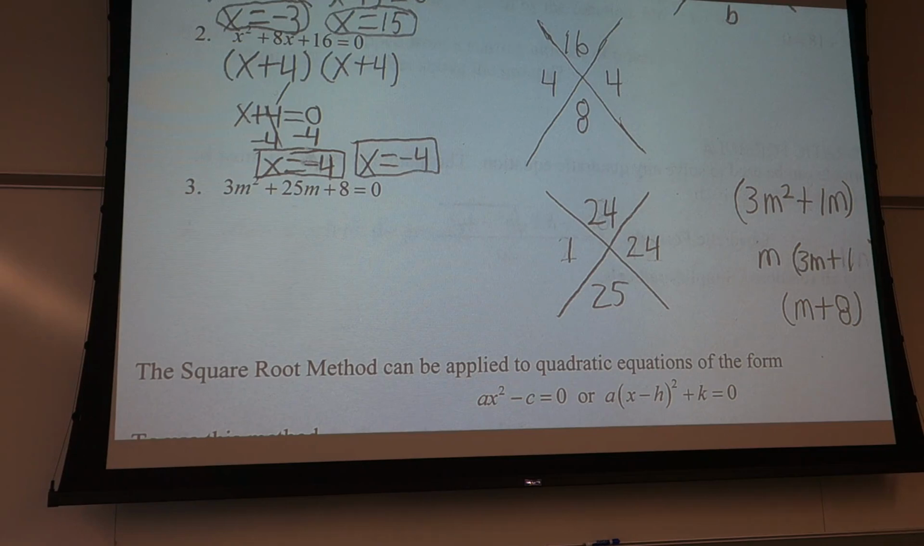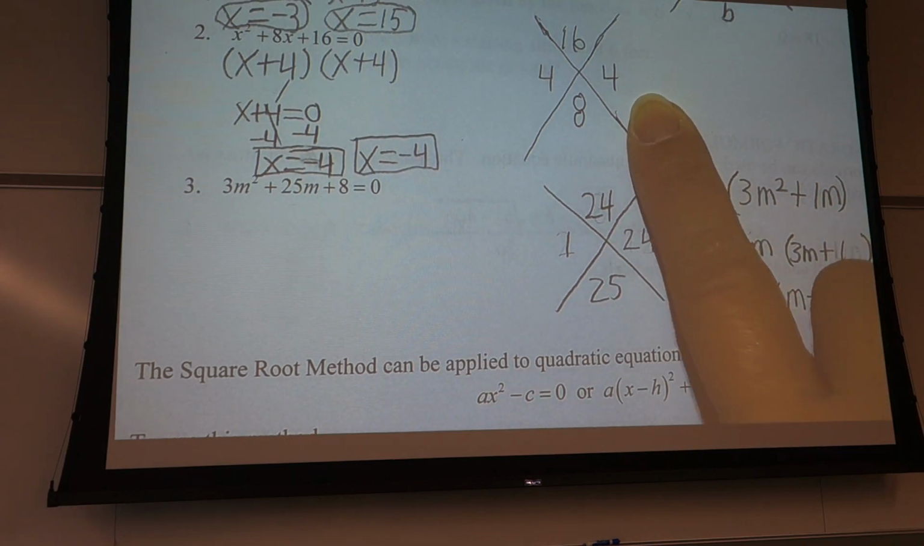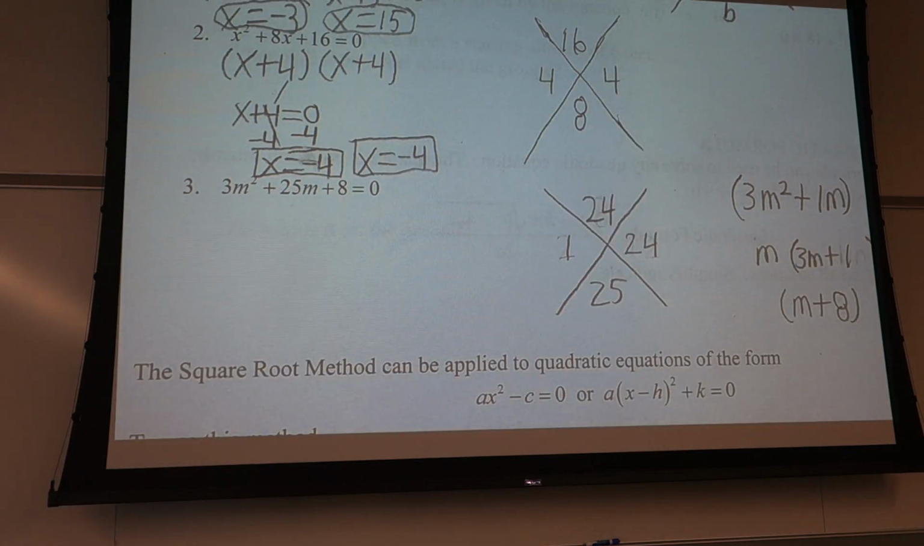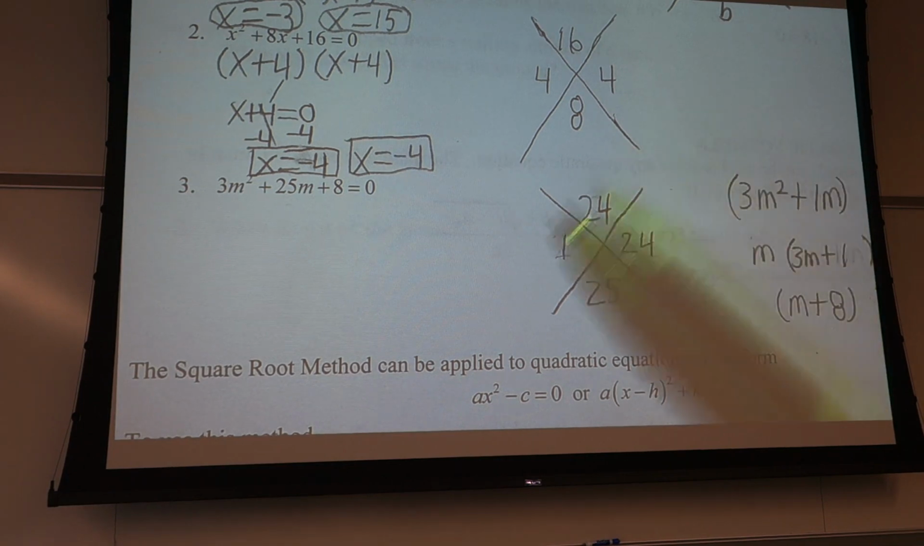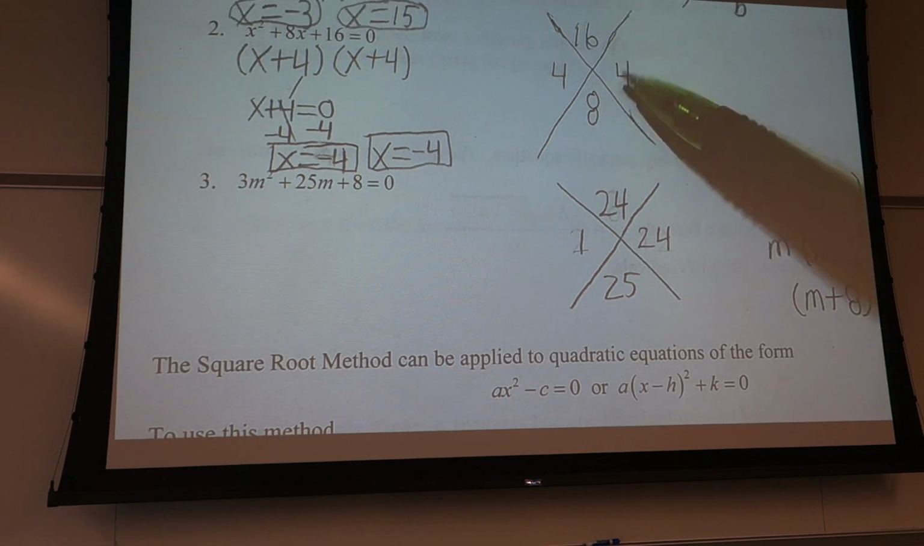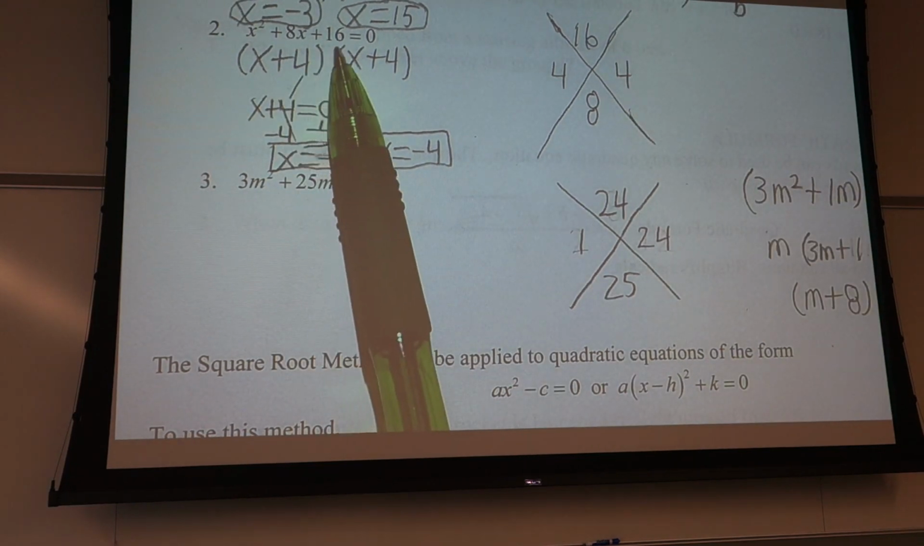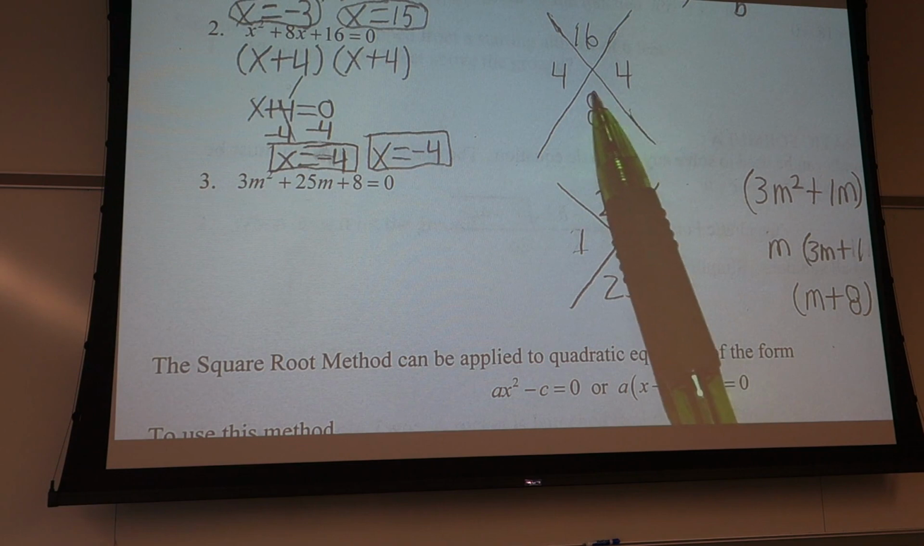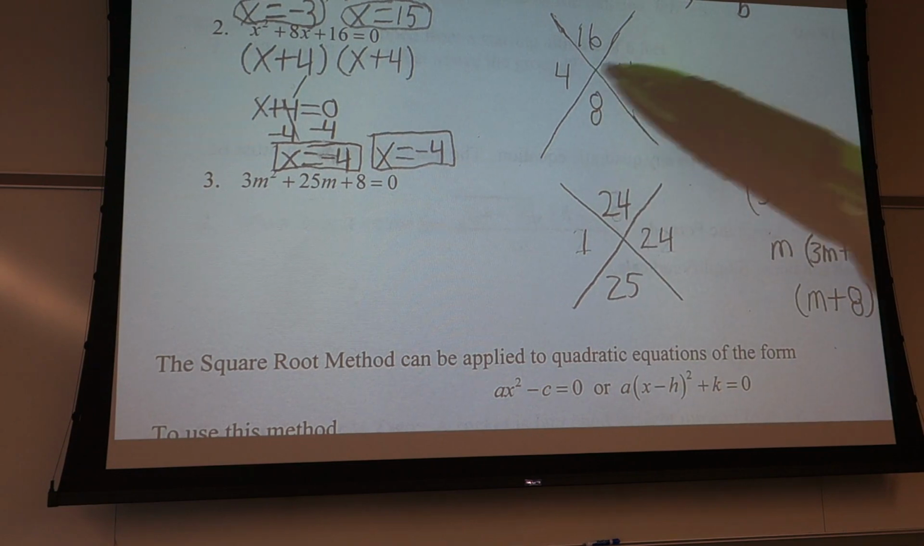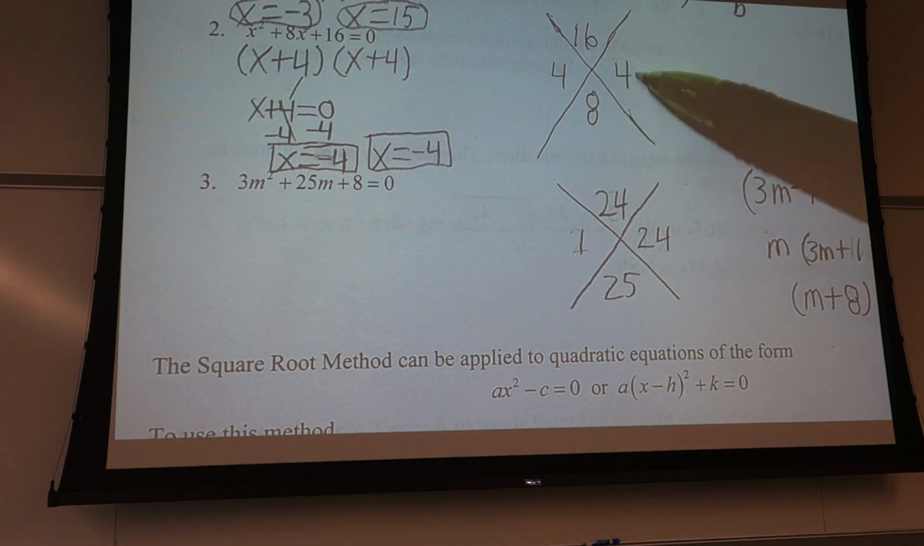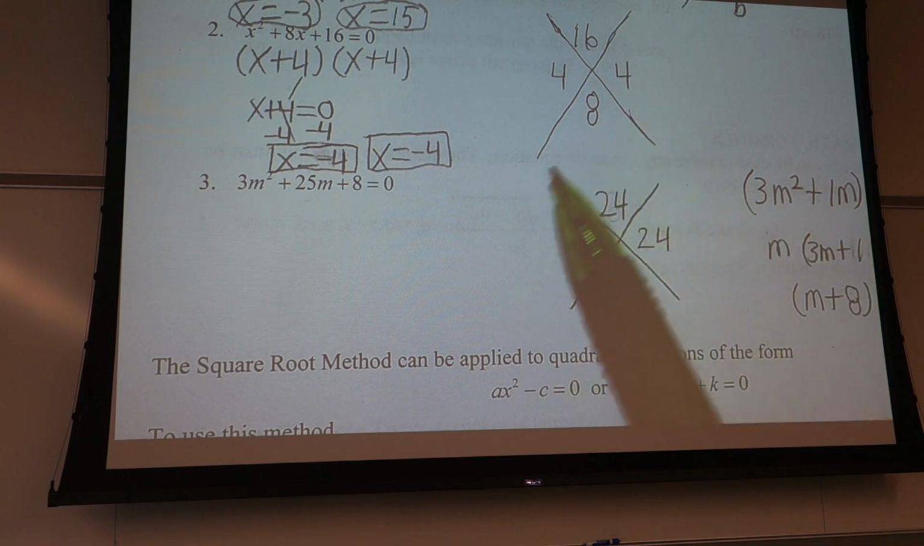For number 2? David, go ahead. So I think you started off over here. These numbers over there, where'd you get them from? I got the 8 and the 16 from the problem, and 4 goes into both 8 and 16. Okay, when you multiply 4 times 4, you get 16. You add them, you get 8. Yep. Okay, so then what'd you do?